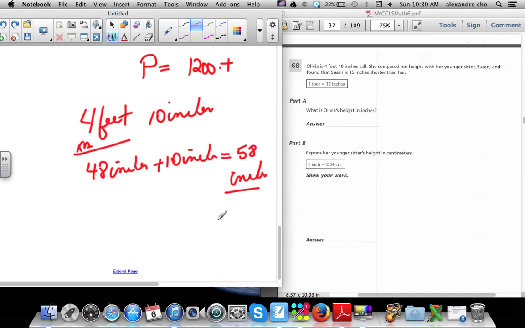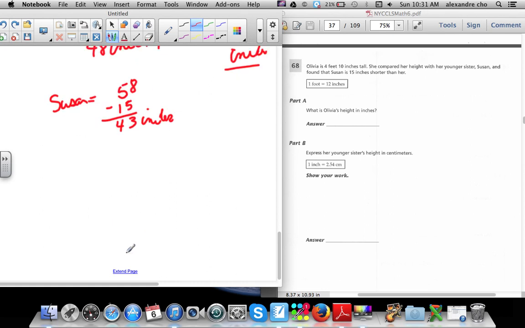Express her younger sister's height in centimeters. Hang on a second. This is Olivia, by the way, and Susan, her younger sister, is 15 inches shorter. So if Olivia is 58, Susan's height is going to be 58 minus 15, because she's 15 inches shorter, and that gives you 43. So Susan is 43 inches.